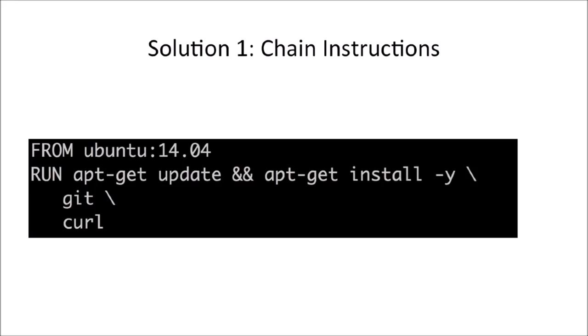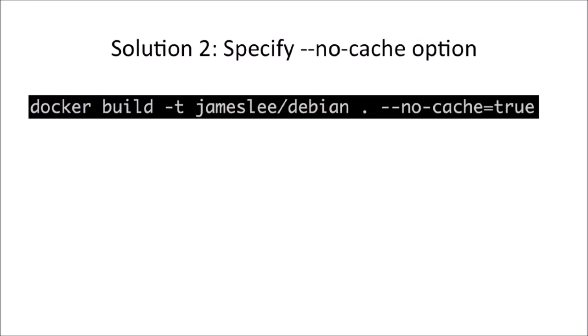The solution is to chain the apt-get update and apt-get install commands as a single instruction, so that whenever the apt-get command is modified, the whole instruction will rerun to ensure you get the latest version of the package. You can also tell Docker to invalidate the cache by using the --no-cache flag when issuing the docker build command.